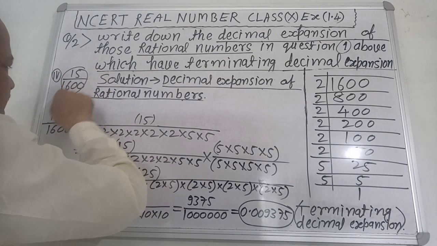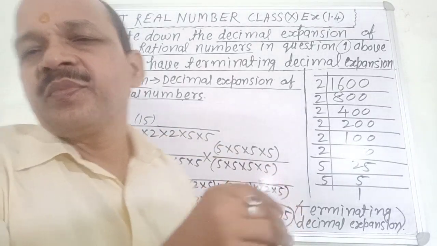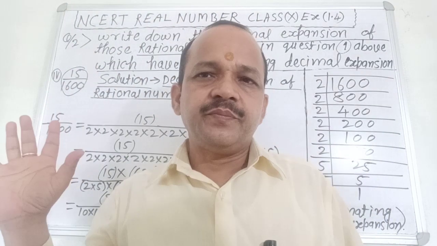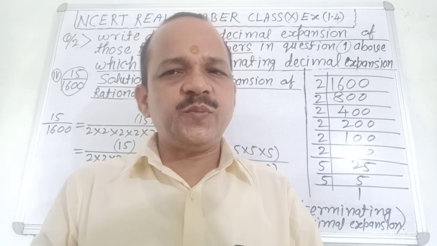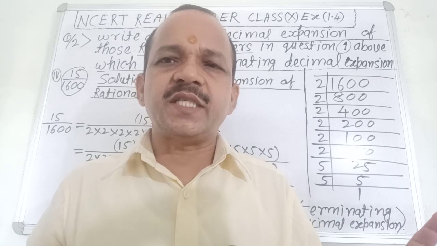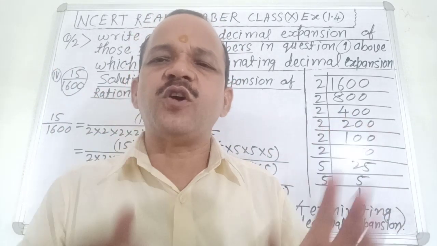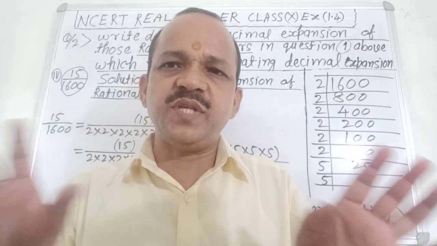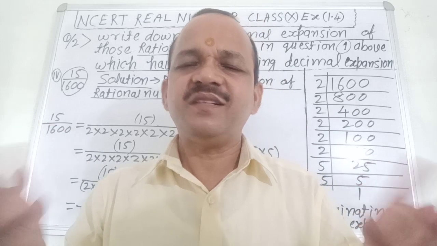Part 4: 15 upon 1600. It is your question. You find whether it has a terminating decimal expansion or a non-terminating but repeating decimal expansion. Firstly, you factorize the denominator. Factorization is very easy.